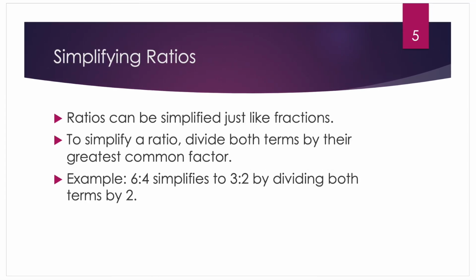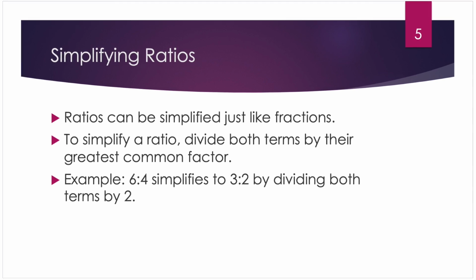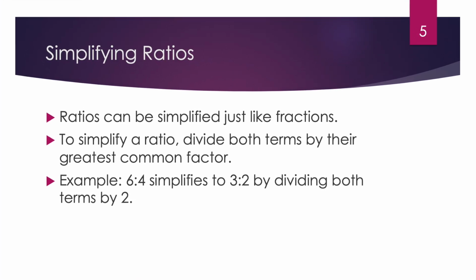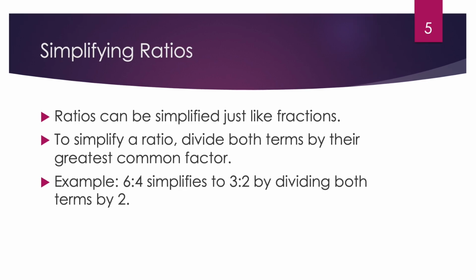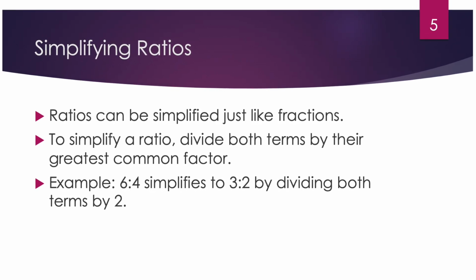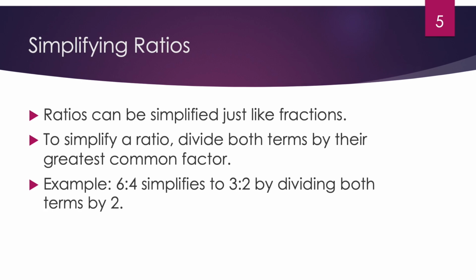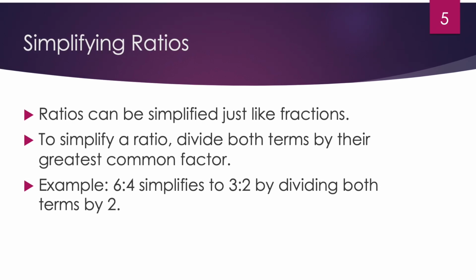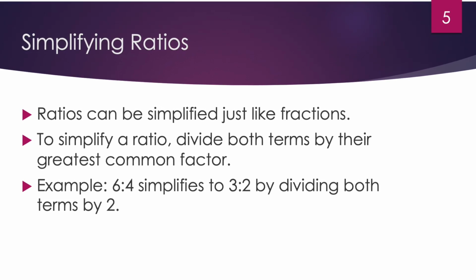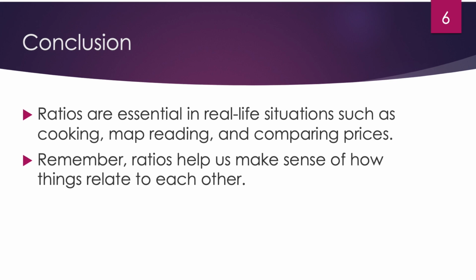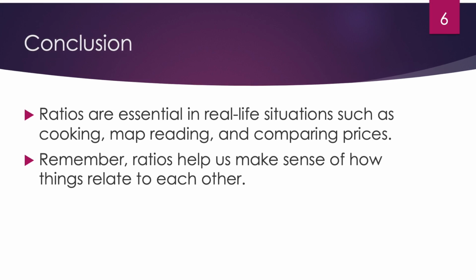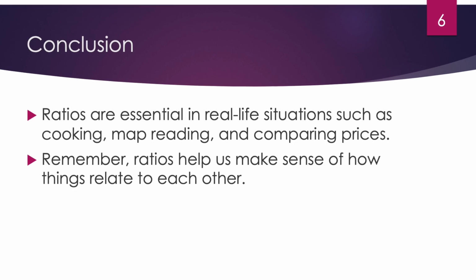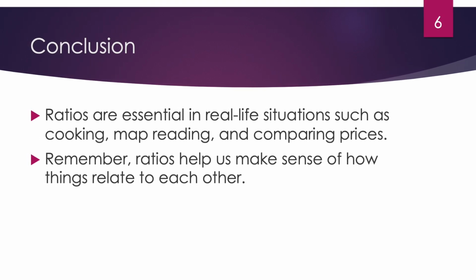Another key point is that ratios can be simplified just like fractions. To simplify a ratio, we divide both terms by their greatest common factor. So if we had a ratio of 6:4, we could divide both 6 and 4 by 2, simplifying it down to 3:2. Understanding ratios is essential because they appear in many real-life situations, such as cooking, map reading, and even comparing prices in a shop.